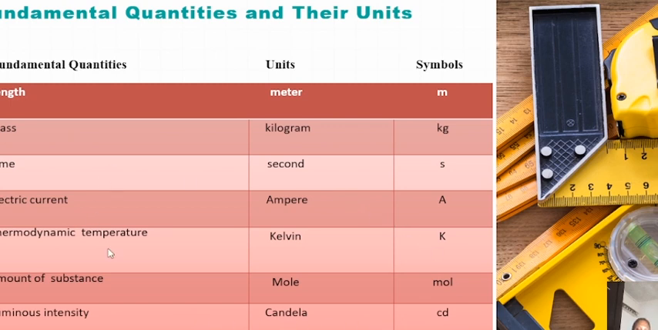So all of these quantities are used to build the derived quantities. In this study, the major quantities we're going to focus on are the mass, the length, and the time. These 3 quantities are the major quantities from which most other quantities are gotten.